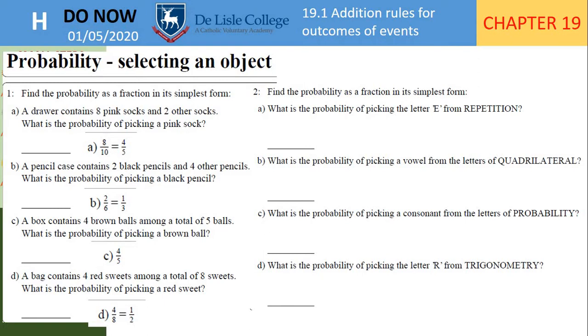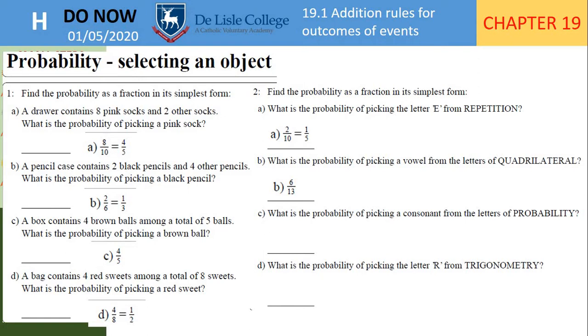Question 2, find the probability as a fraction in its simplest form for A, the probability of picking the letter E from the word repetition. So this will be 2/10, which cancels to 1/5. B, a vowel from the letters of quadrilateral. So this is 6/13 and can't be cancelled.